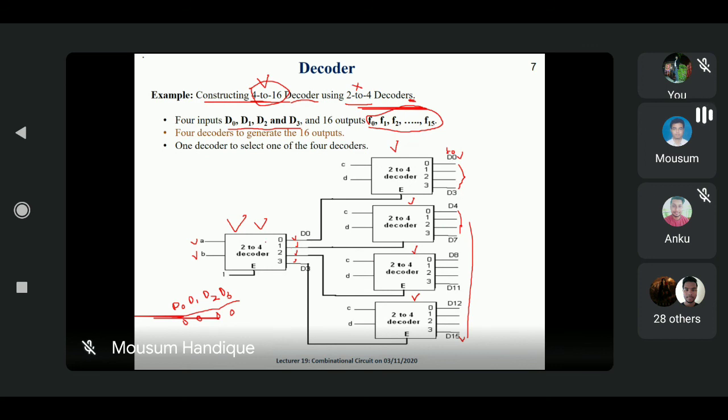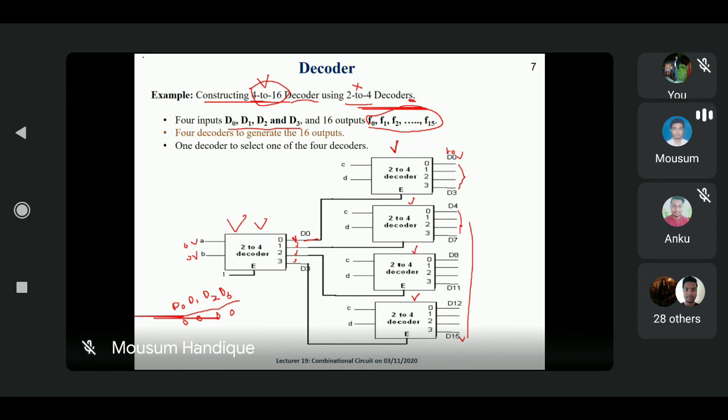So see here, if A and B are 0, 0, at that time what happened? This particular D0 line is active. Okay, and this particular D0 is connected to the enable input. That means this particular decoder is active.